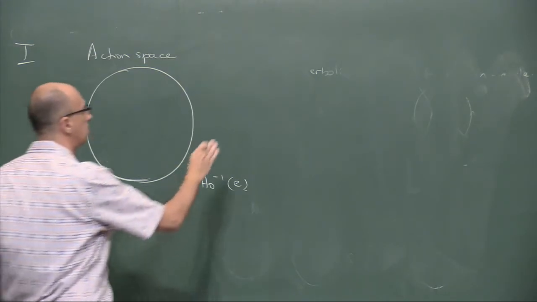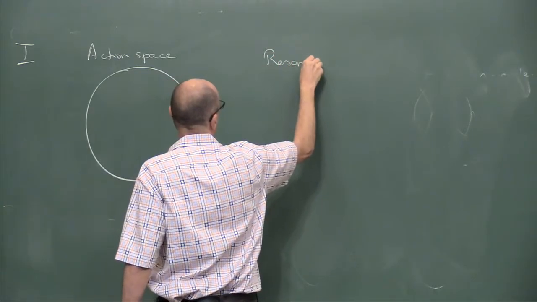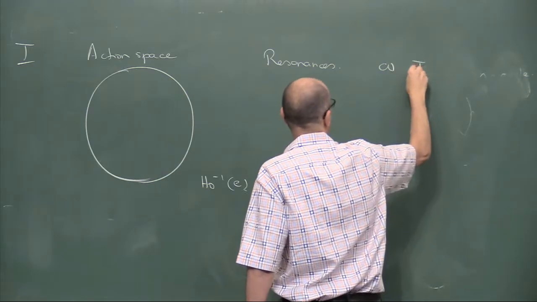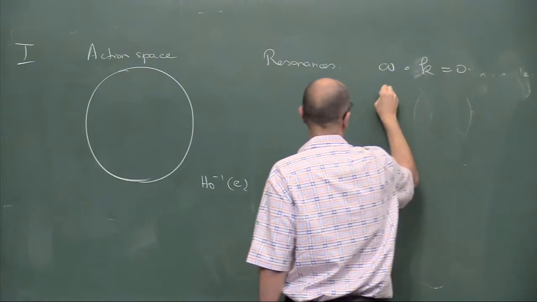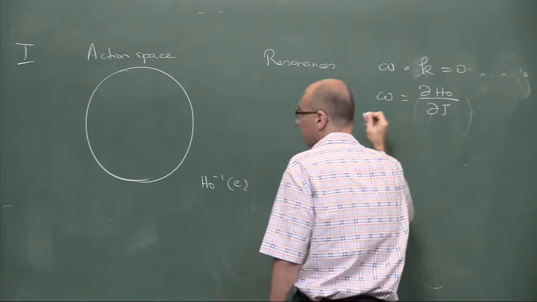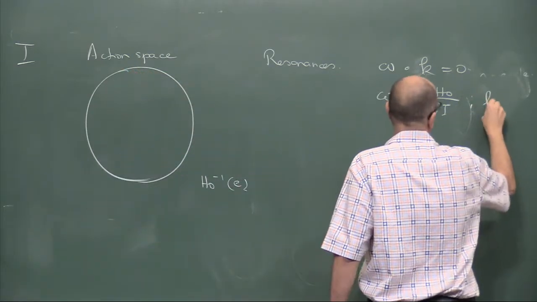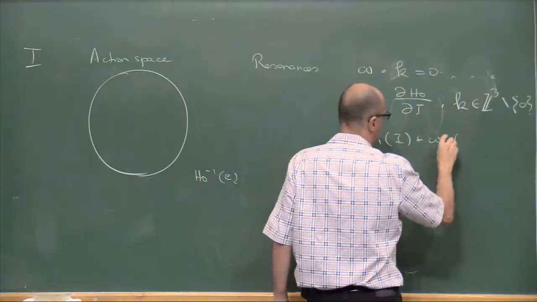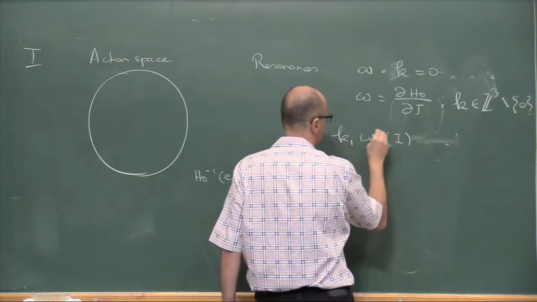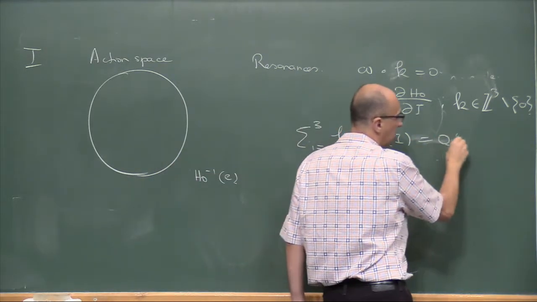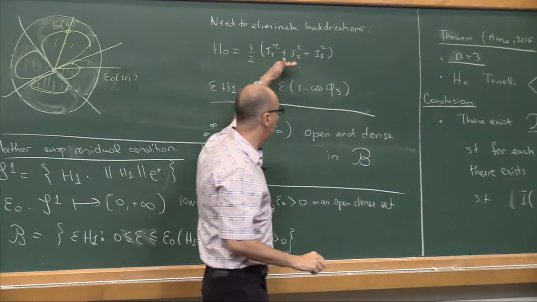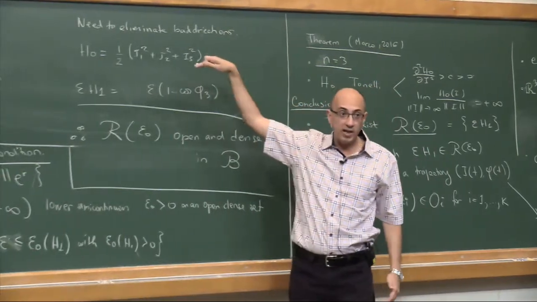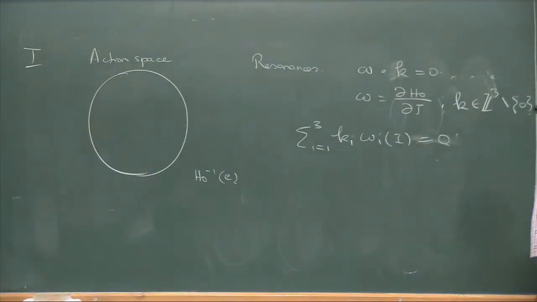So the resonances are surfaces of the type omega dot k equal to 0. So omega is dH0/dI. So these are the frequencies of the motion. And k is integer. So if we are taking this example for illustration only, you have planes that cut the energy level, it's a sphere. The resonances determine planes that cut the sphere.